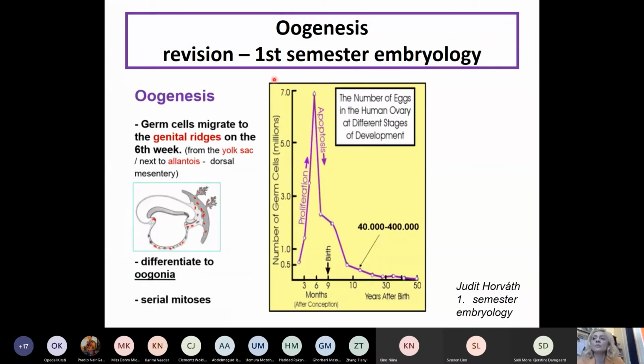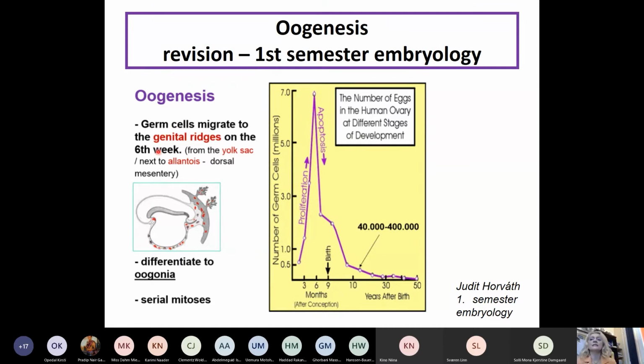And now we have to review a little bit oogenesis. And you had several questions actually regarding the follicular development and ovulation. So all these topics you should review from last semester embryology. So I'm going to use Dr. Horvat's first semester slides, so you can recall better that you have seen these already.